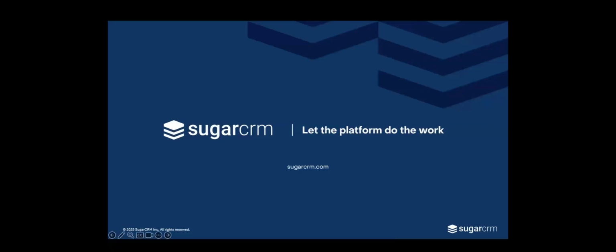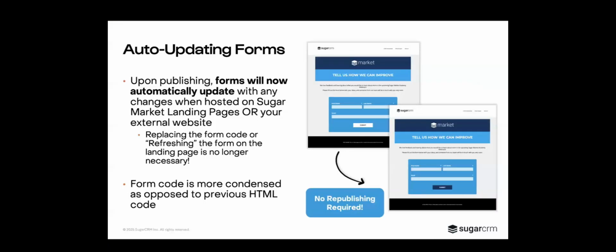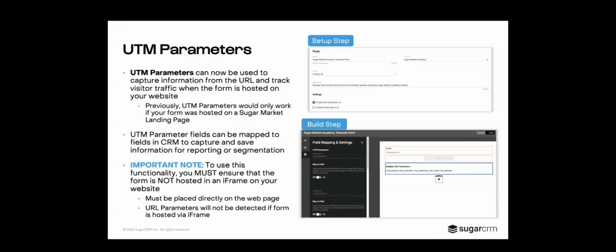Bree, can we go back to the UTM parameters slide, please? Yes. We have a question around if they can use UTM parameters inside an iframe. So within an iframe, unfortunately, you can't. It has to be directly on the page. Within the iframe, essentially, it's not actually on the page. So in order for us to be able to gather that UTM parameter, it does have to be on the page so that we can pull that information from the URL. If it's in the iframe, it's not on the page, we can't even see the URL. So just make sure that it is directly on the page, not in an iframe.